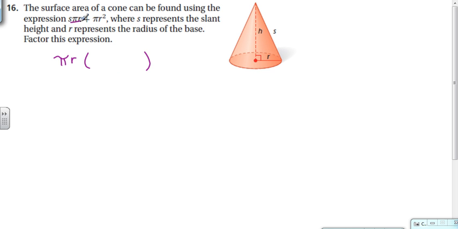So now basically what you're doing is you're dividing each of these by pi r. So the pi's cross out, the r's cross out, leaves you with an s, plus the pi's cross out. That r on the bottom cancels one of the r's on the top, leaving you with an r. So now just to check it, pi r times s is pi rs, which is what I was supposed to get, and pi r times r is pi r squared.